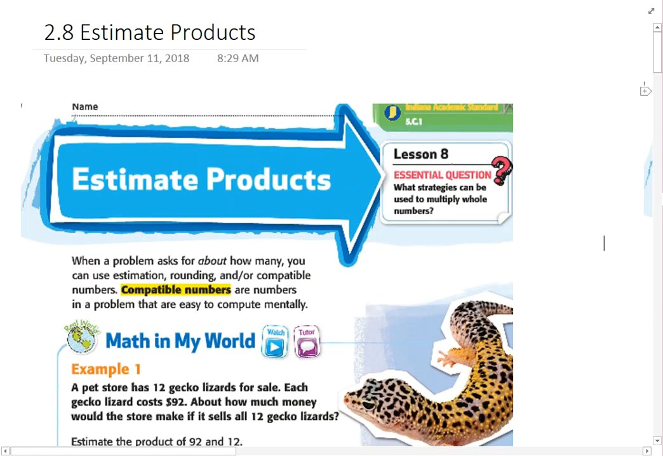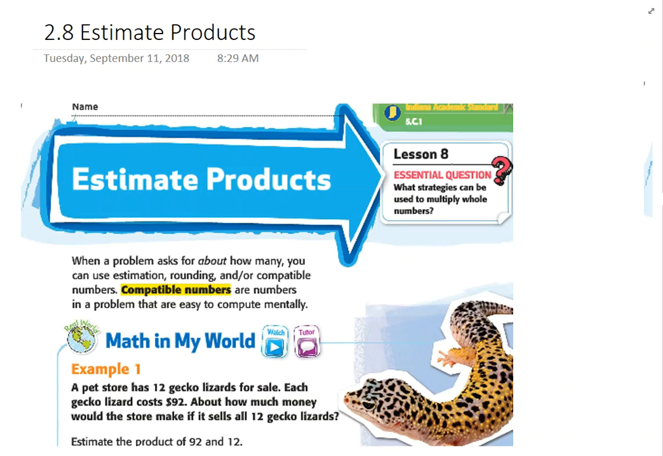Alright, so in this video we are going to be talking about lesson 2.8, estimating products. When we estimate, that's making an educated guess about what you think will happen. But in this case we're going to use rounding, or essentially using compatible numbers.